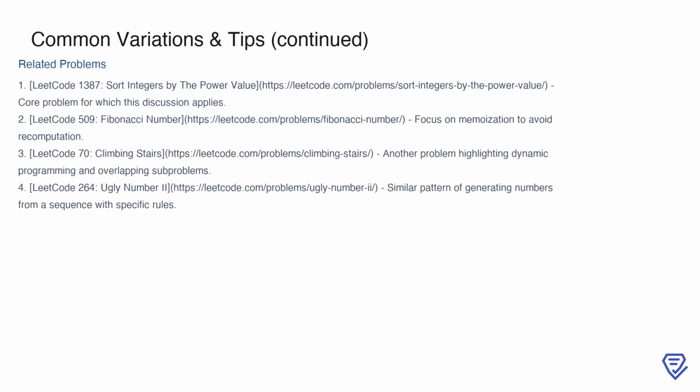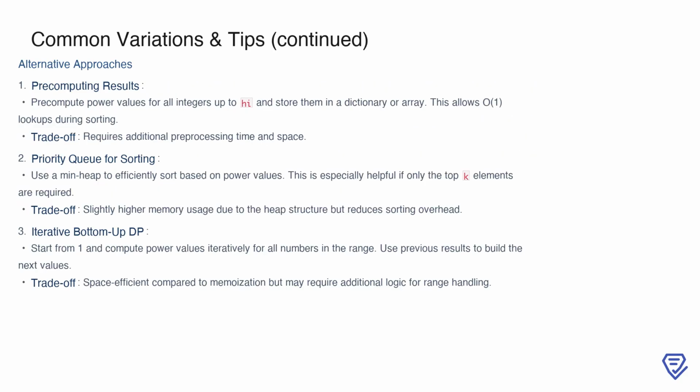Finally, ugly number 2 involves generating numbers from a sequence based on specific rules, which is conceptually similar to the transformations we perform in this problem. Exploring these related problems can reinforce the key concepts, such as optimizing with memoization, understanding dynamic programming patterns, and efficiently managing sequences. Lastly, let's discuss some alternative approaches to solving this problem.